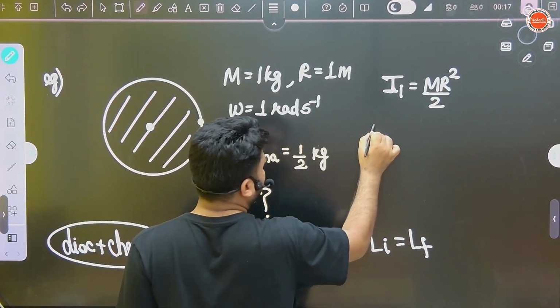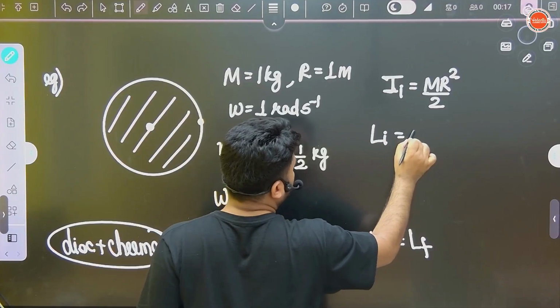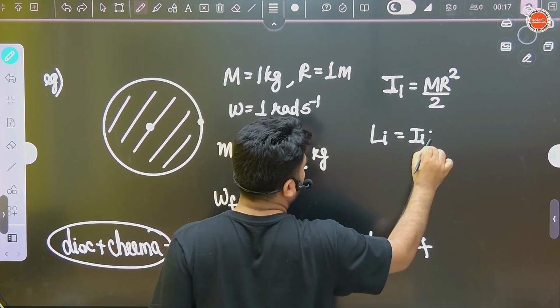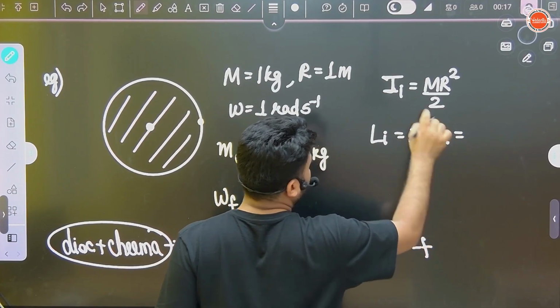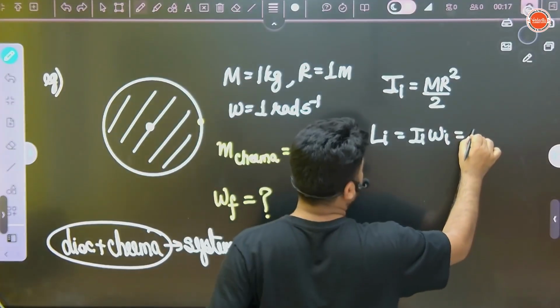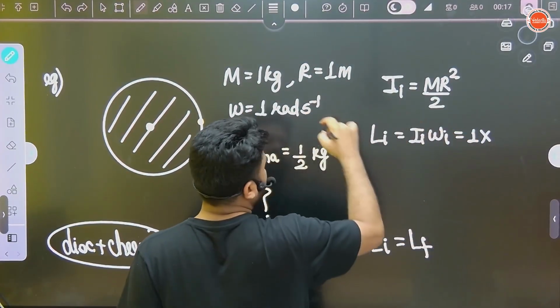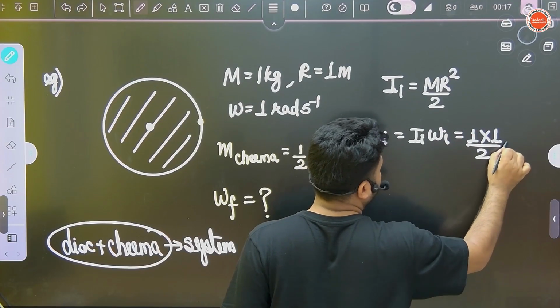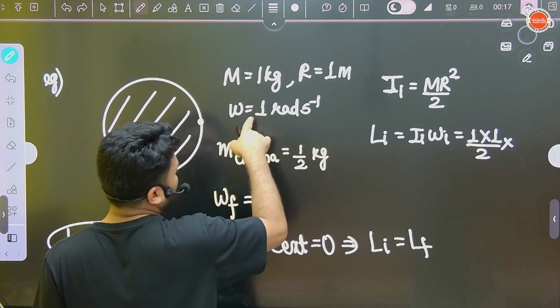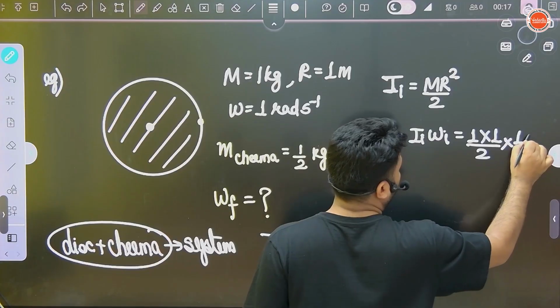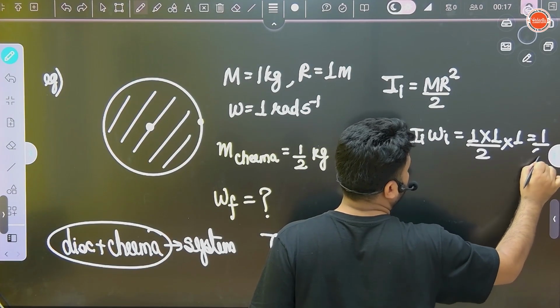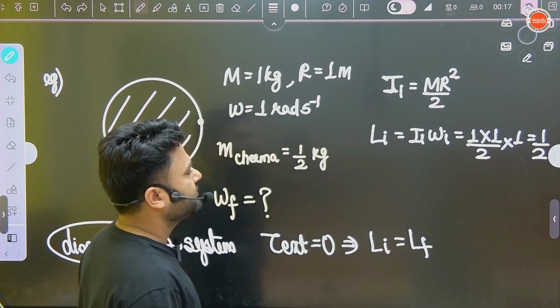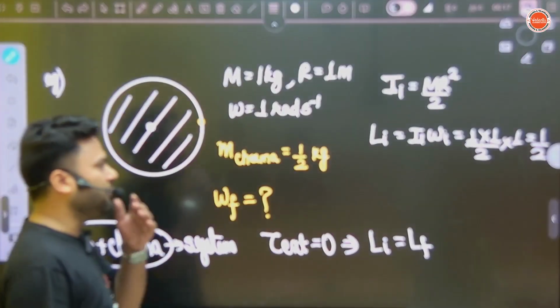So what can I write? L initial is I initial, omega initial. I initial: mass 1 kg, radius 1 square, that is 1 by 2, into initial omega 1. So how much is it coming? 1 by 2. This is the initial angular momentum.